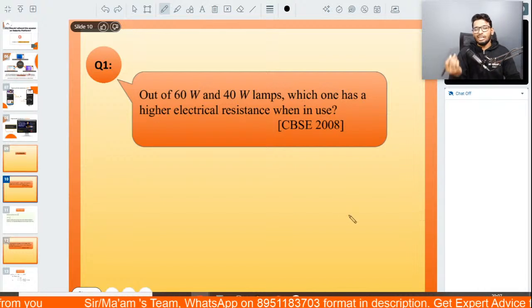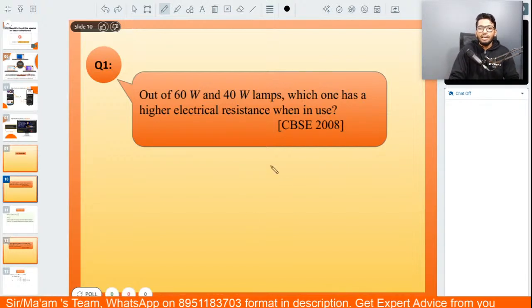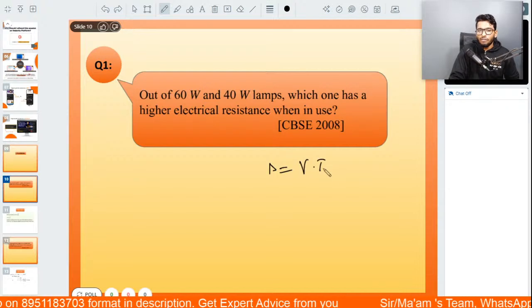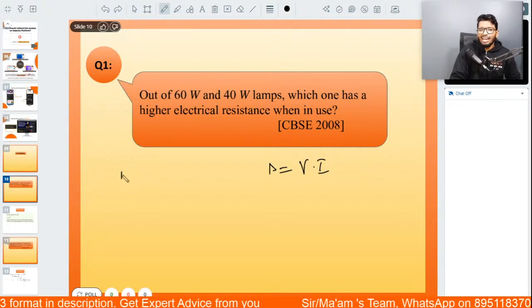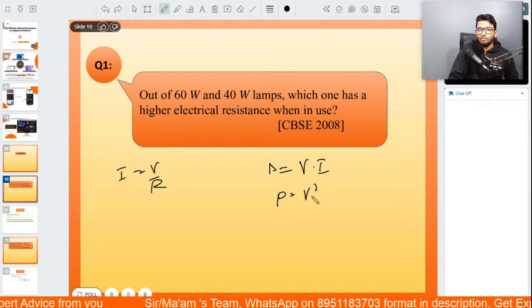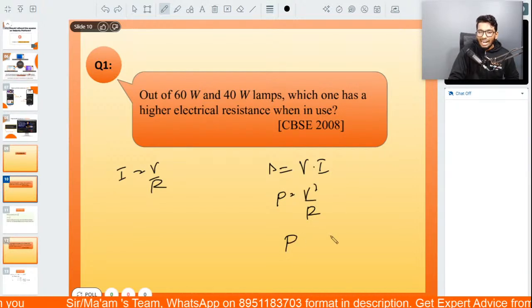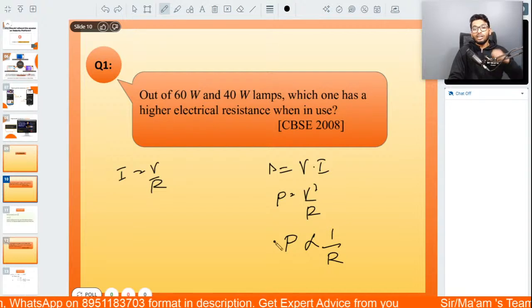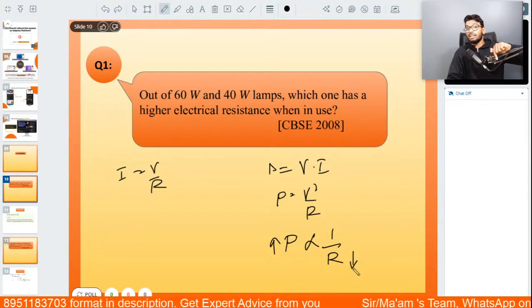Absolutely, guys. Let me tell you how to do this question. We know that P is equal to V into I. Now, we know that I is equal to V by R from Ohm's law. So, we can write it as P is equal to V square by R. So, that means power is inversely proportional to resistance. So greater the power, lesser the resistance.